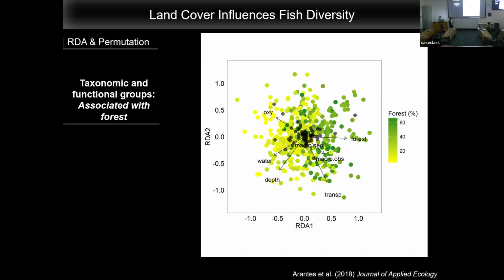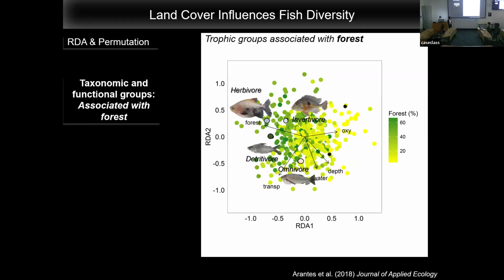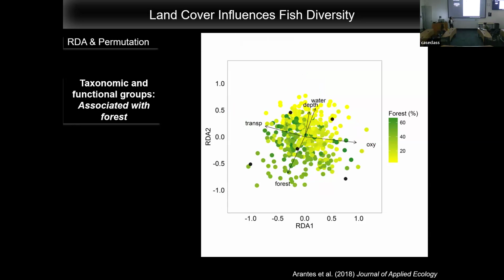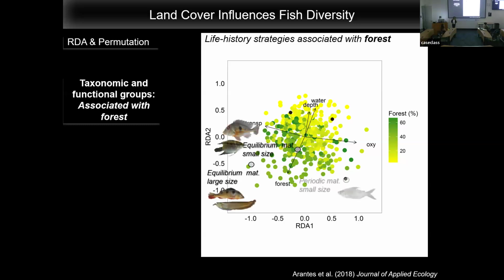So first, the groups that were associated with forest. We found a variety of species that are known to feed on terrestrial resources, an allochthonous source of production. Species that are associated with habitat complexity were associated positively with forest. Several trophic groups, invertebrates, detritivores, herbivores were associated with forest. We see at least two major groups of life history strategies: equilibrium, as I explained earlier, but also periodic strategies were associated with forest.